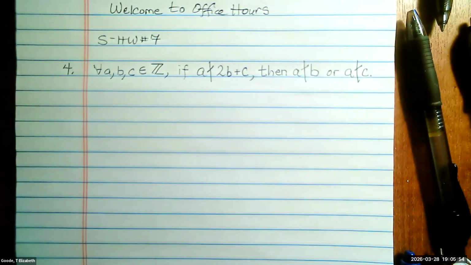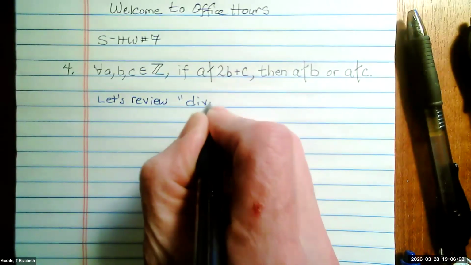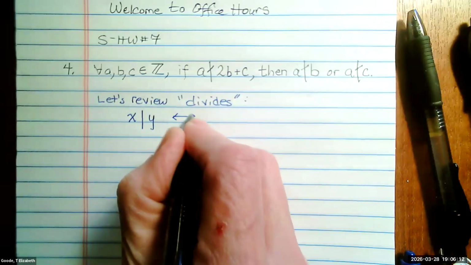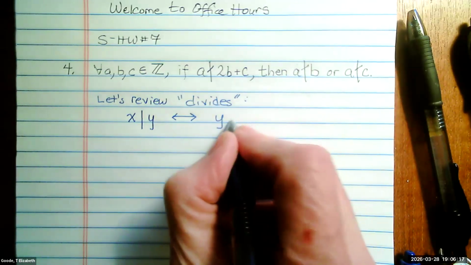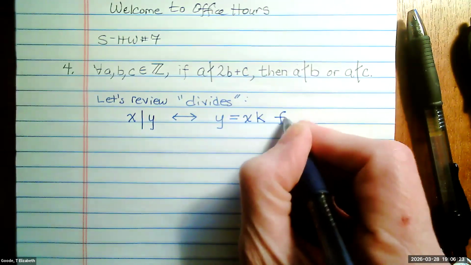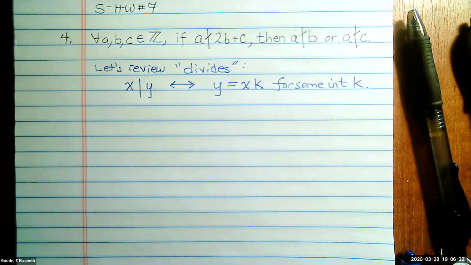Shall we review the definition of divides? Yes, let's review divides. We'll use an X and a Y. X divides Y if and only if, usually we say means, but that's okay, Y equals X times K for some integer K. Shall we practice a few examples of divides and does not divide? Okay, let's do that.